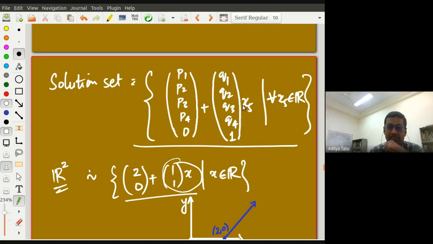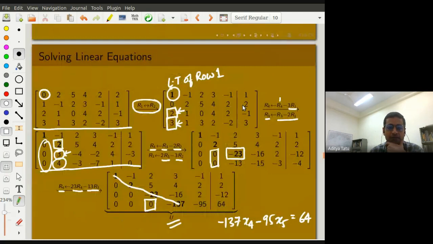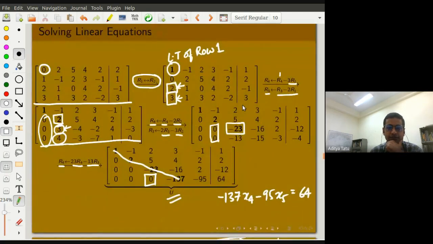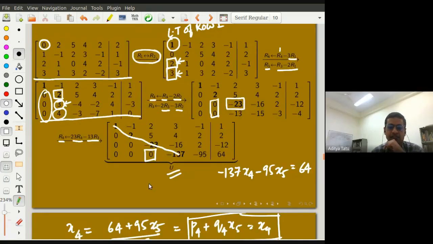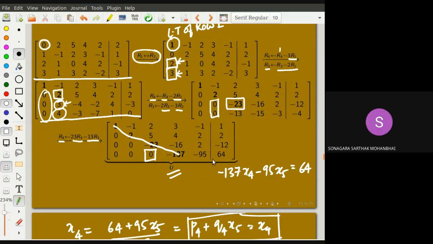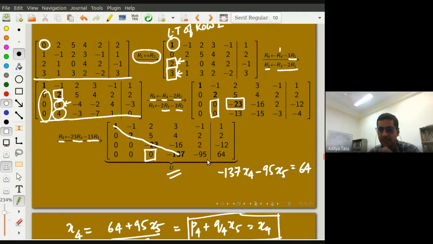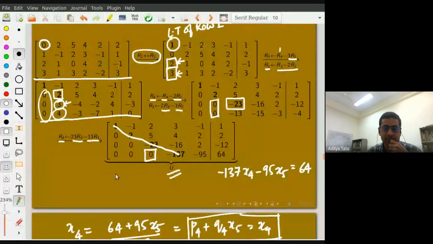Okay. So if you look at this system, how many variables does this have? Five. What is the rank of this matrix? How many linearly independent rows does this matrix have? Four. Sarthak, okay, you understand. I'm just asking Pujan since he has this doubt. Are you able to see that this is a rank four matrix?